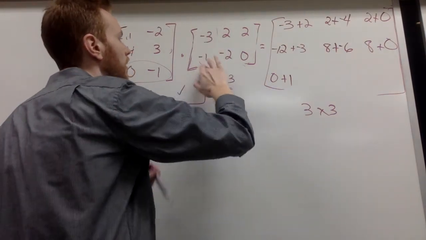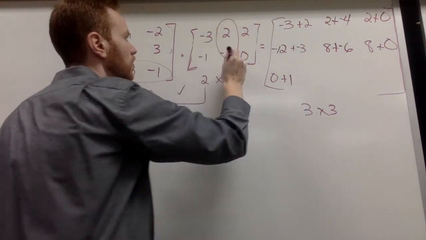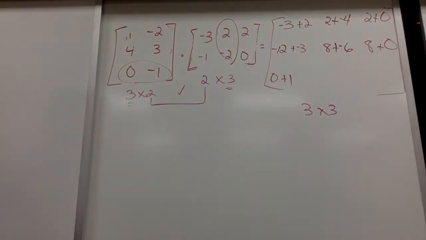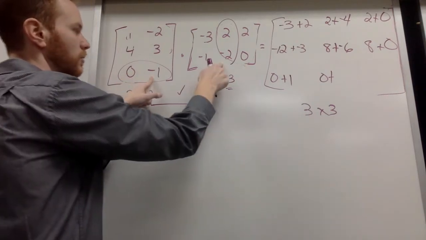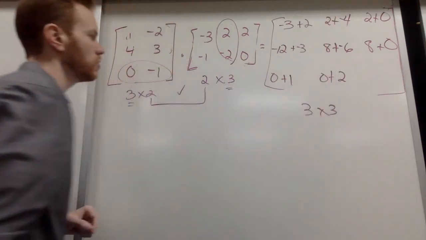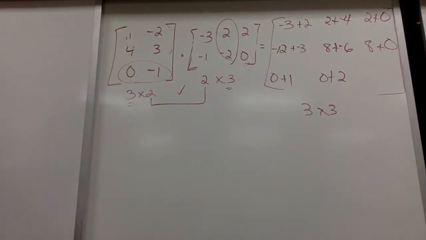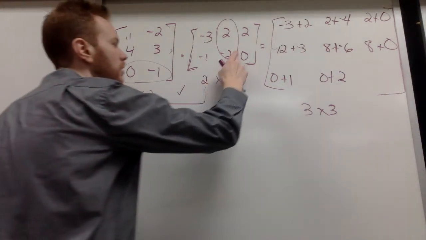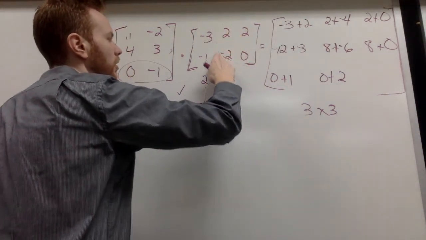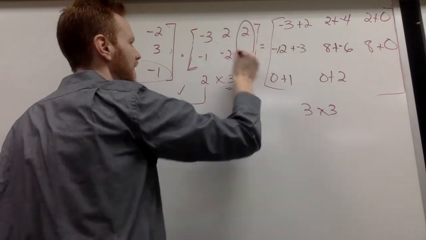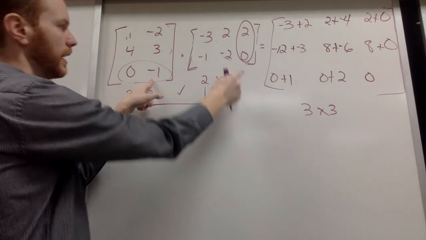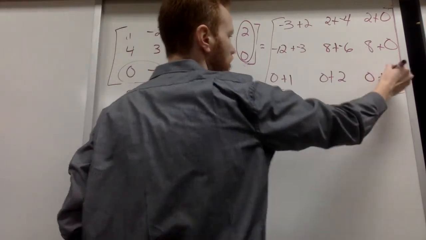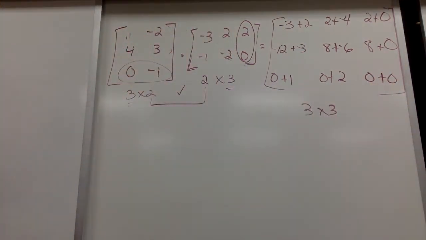All right, now we're changing it. Go to this next column. 0 times 2, 0. Negative 1 times negative 2 is 2. Final column. Here we go. We got this guy to worry about. 0 times 2 is 0. Negative 1 times 0, hey, it's 0. We like zeros. Zeros are very nice in terms of calculation.